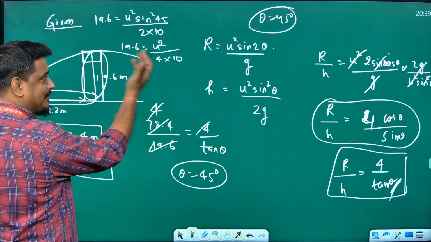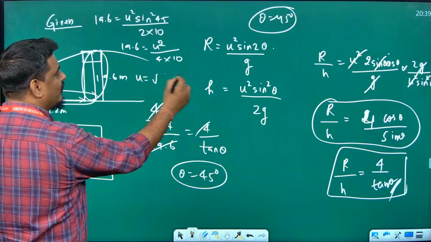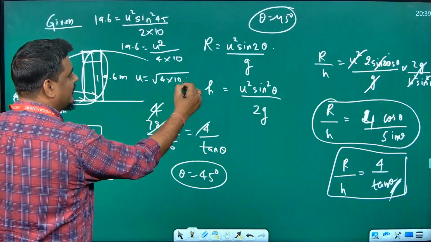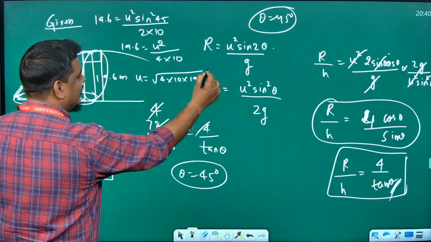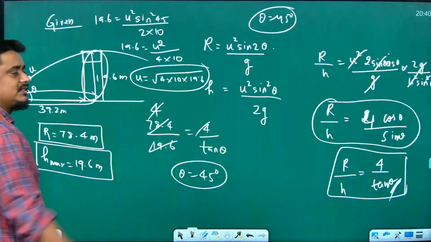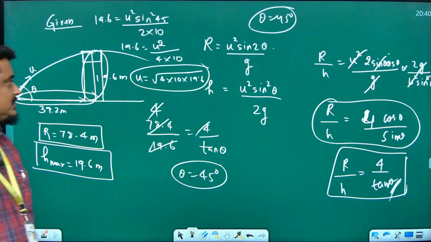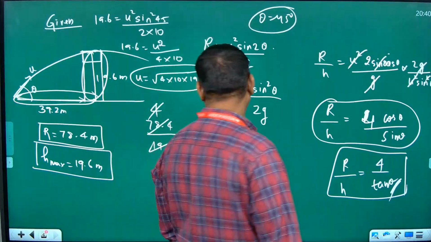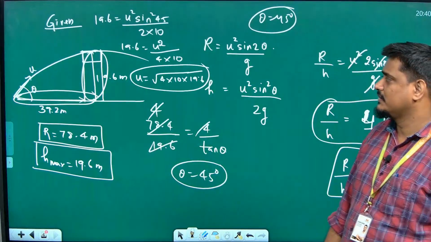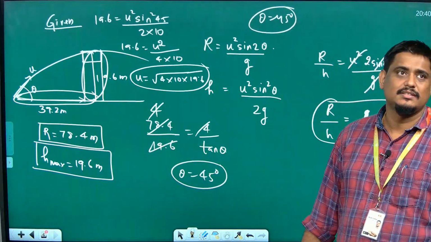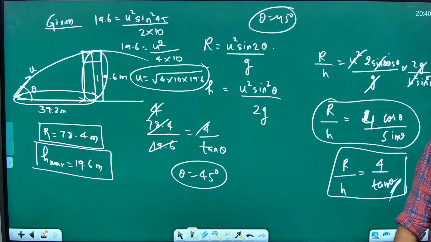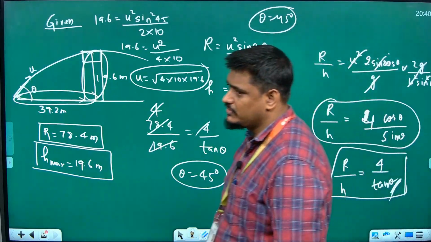After this, you have multiplication only. u will become equal to root over 4 into 10 into 19.6. However much you get, check it. 4 into 196, sir. 4 into 196, yeah. How much is that? 196 is 14 square and 4 is 2 square. So, taking 14 and 2 outside, it is 28.